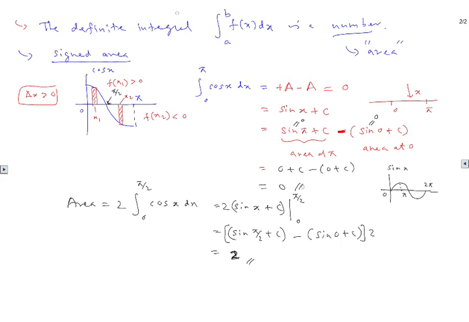So this is one of the big applications of definite integrals. Again, the definite integral represents an area, an area below a curve. Good. Now there are a few more questions also.